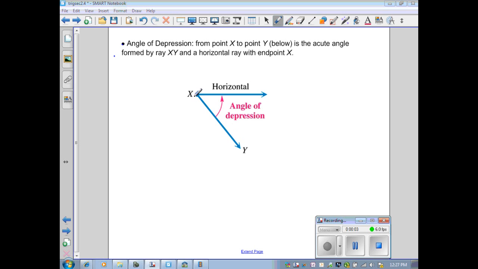In general, an angle of elevation or an angle of depression is generated from a horizontal line of sight. Therefore, the angle generated must be adjacent to the horizontal line. That angle of elevation or depression is never adjacent to the vertical line.